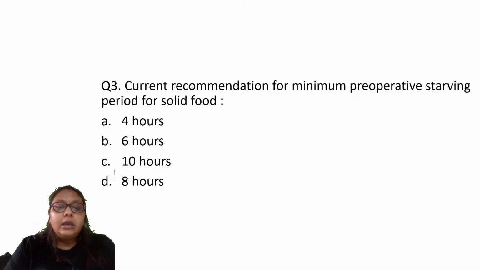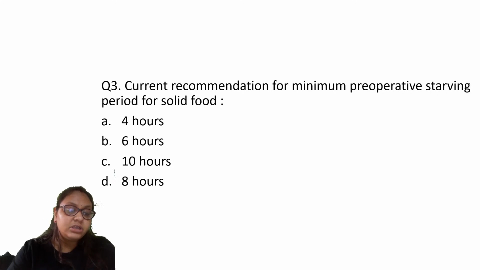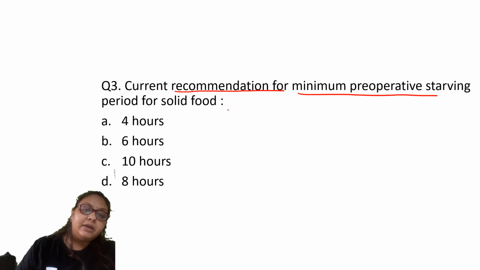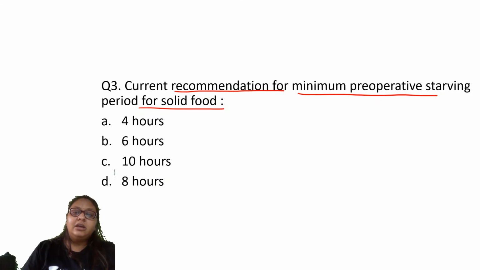Now, coming to question number 3. Last time there was some doubt with this. I'm asking question number 3. What should be the answer? The current recommendation for minimum preoperative starving period for solid food. According to the ASA guideline, what is the minimum preoperative starving period for solid food? Is it A, 4 hours, B, 6 hours, C, 10 hours, or D, 8 hours? What should be the answer for this?